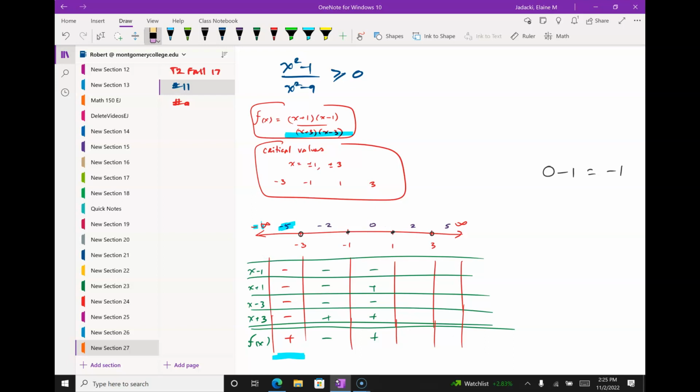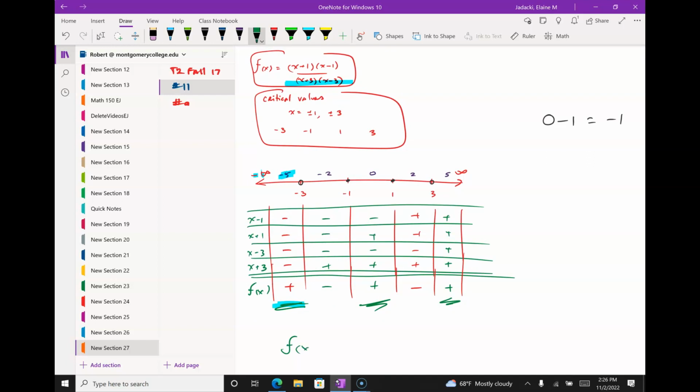When I plug in 2, it looks like I get a positive, I get a positive, I get a negative, I get a positive. So I'm underground again. I'm under the x-axis again. When I plug in 5, everything is positive, right? So that means the function is also positive. So the ones I want are here. I want this one, and this one.